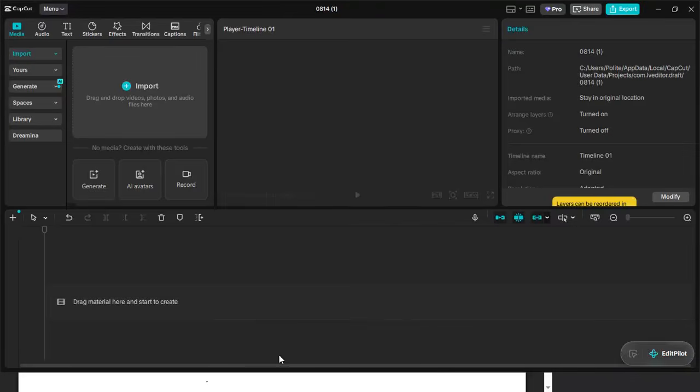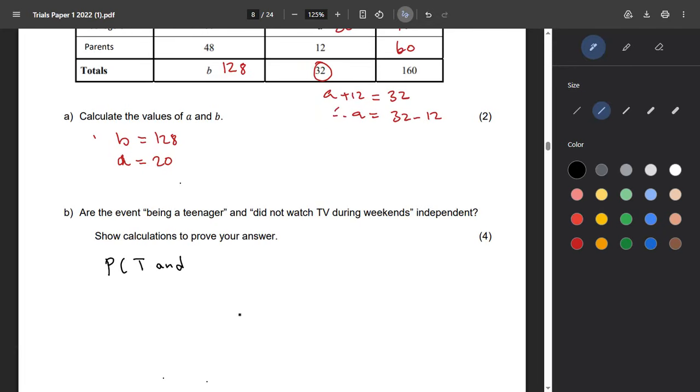How can I explain it? Let me do it like this. When I say a teenager and not watch TV, you are a teenager and you don't watch TV. If you find that the probability that you are a teenager and you don't watch TV equals the probability of being a teenager multiplied by the probability of not watching TV, if you find that these two are equal, therefore conclude and say these events are independent.